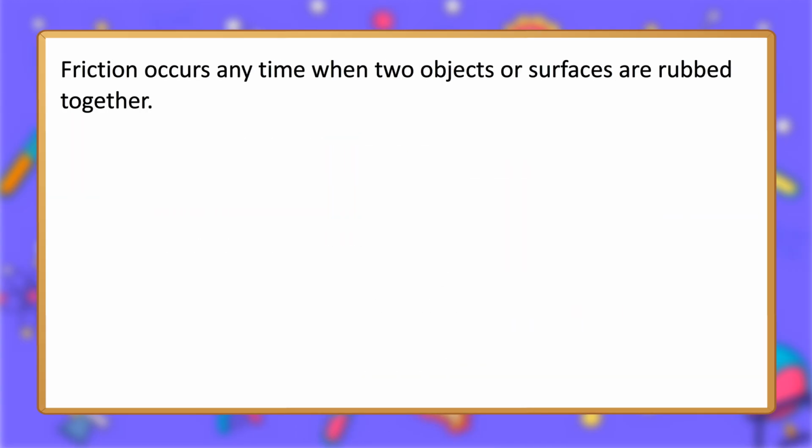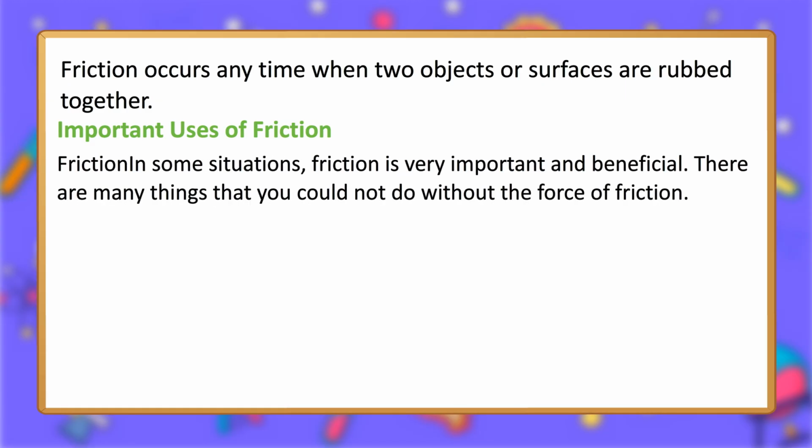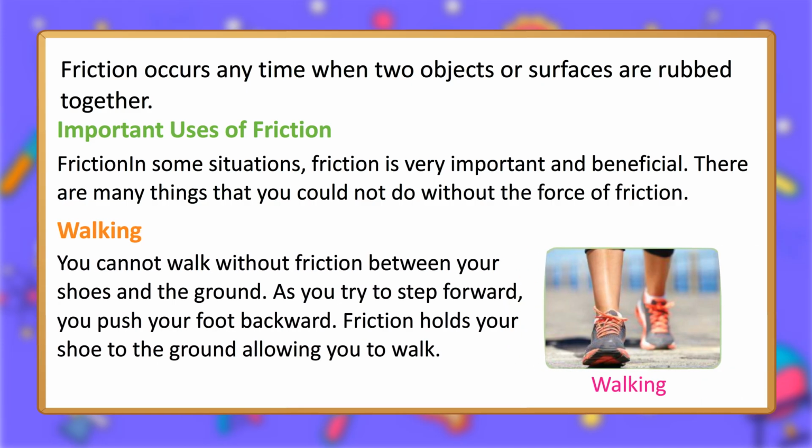Friction occurs anytime two objects or surfaces are rubbed together. Important uses of friction. In some situations, friction is very important and beneficial. There are many things that you could not do without the force of friction. Walking. You cannot walk without friction between your shoes and the ground. As you try to step forward, you push your foot backward. Friction holds your shoe to the ground, allowing you to walk.